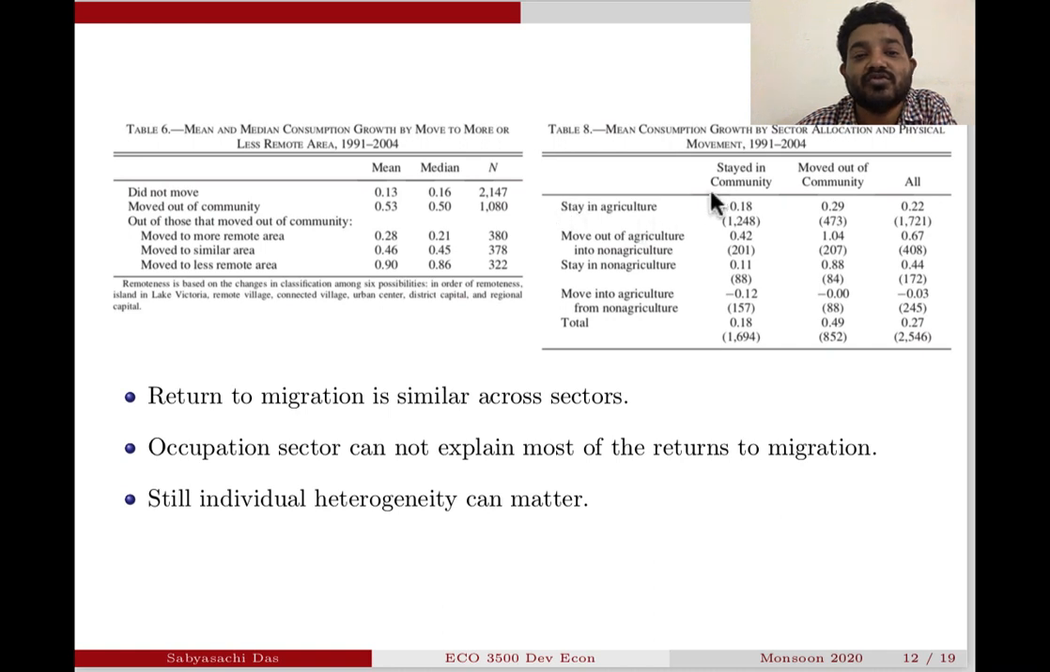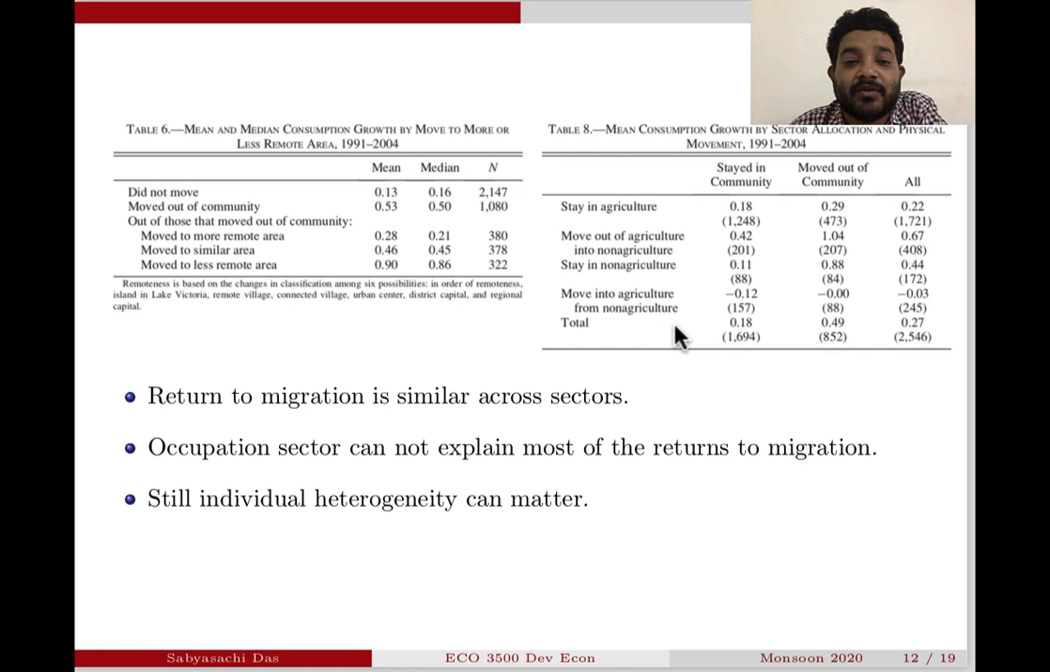Even for those who stayed in agriculture, the mean consumption growth is larger than the mean consumption growth of the people who stayed back. Even for the people who moved out of agriculture but have stayed back in the same community, consumption growth is larger than if you have stayed in agriculture. So it's 40% as opposed to 80%. But if you have moved out, then it is more than 100%. So it more than doubles. The mean consumption more than doubles.